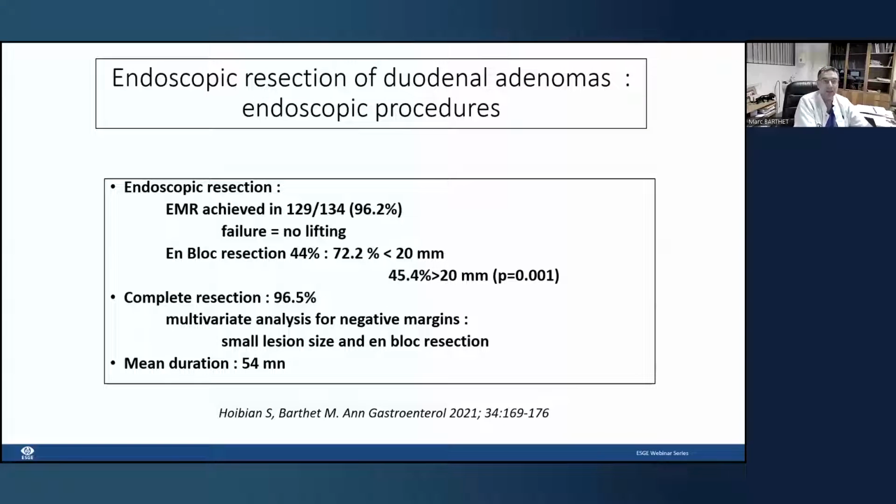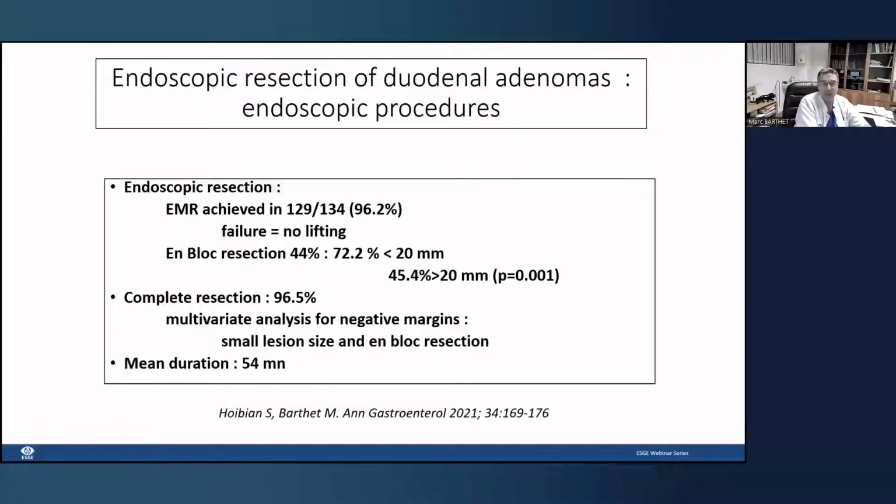So next slide. We performed endoscopic resection in 129 patients. EMR was achieved in 96% of the cases. We did not perform any ESD, and all the cases of failure were due to no lifting. And it was interesting to see, Helmut, your lifting. You always start lifting at the periphery of the lesion, and I always start in the middle of the lesion to increase the en bloc possibility for the resection.